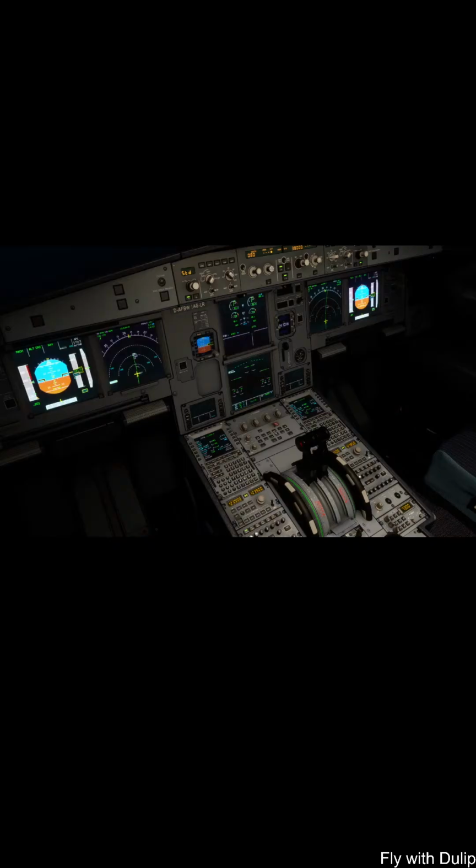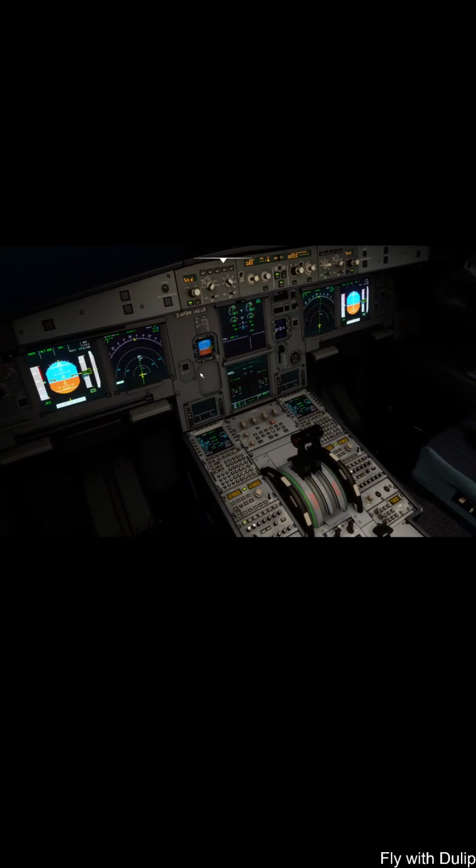Ready for descent, Sri Lankan 103. Sri Lankan 103, descend flight level 150. Descend flight level 150, Sri Lankan 103.